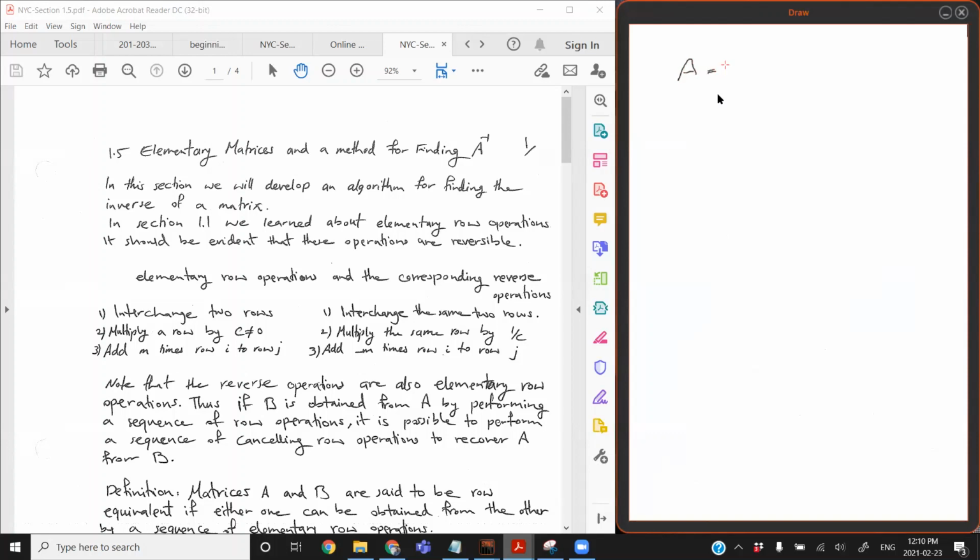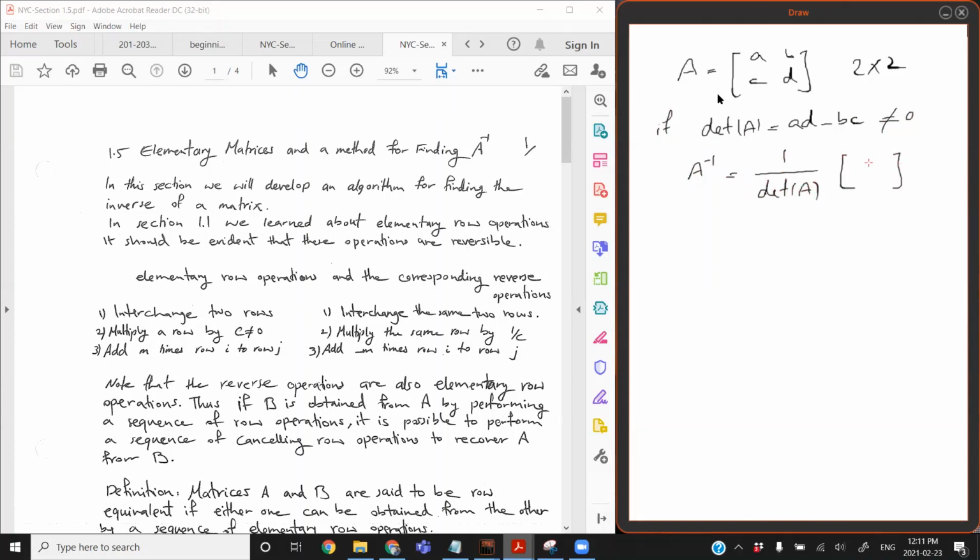So if A is [[A, B], [C, D]], if it's 2 by 2, then we have a formula. We know that if the determinant of A, which is defined to be AD minus BC, is not zero, then A inverse exists, and we have a formula for that: 1 over the determinant of A times the matrix with D, minus B, minus C, A.